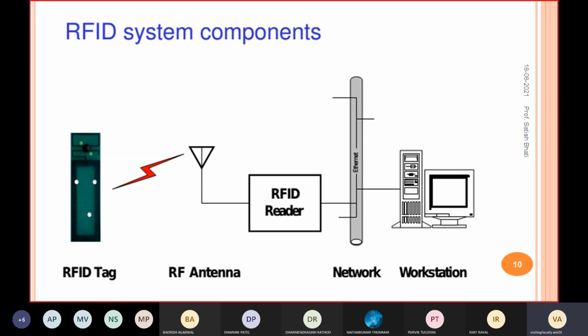And these RFIDs generally, as I told, use RF radio frequency waves, so definitely it's wireless, right? So RFID is basically part of a wireless sensor network. There are lots of types of wireless sensor networks, and RFID is one kind of wireless sensor network. We have already discussed wireless sensor networks.